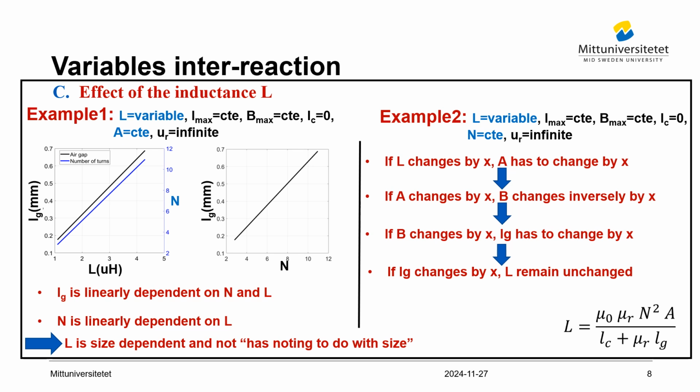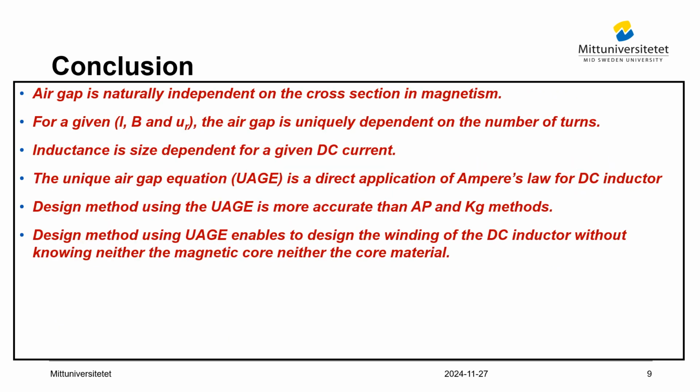You cannot change the inductance by changing the cross-section only. You always have to change the number of turns. And if you change the number of turns, then it will cancel the effect of the change of the cross-section, and finally you will conclude that the air gap only depends on the number of turns. So this way to change the inductance is not feasible.